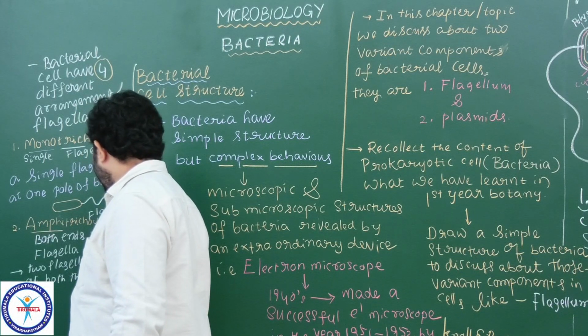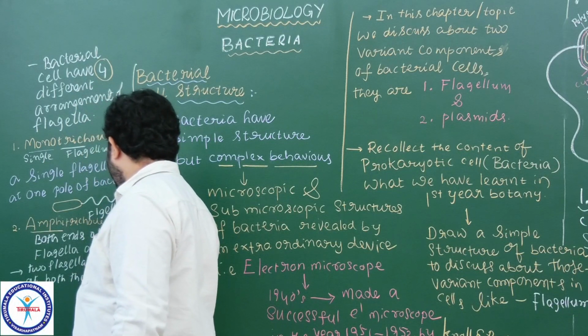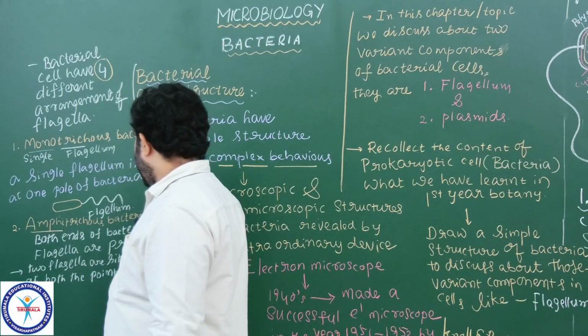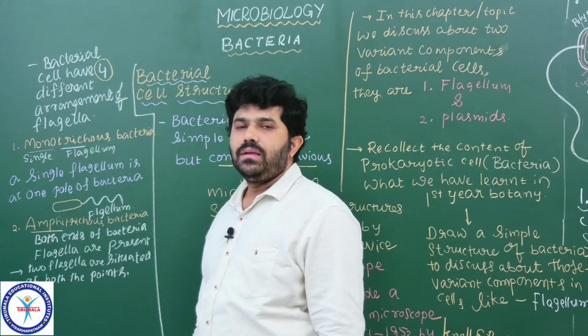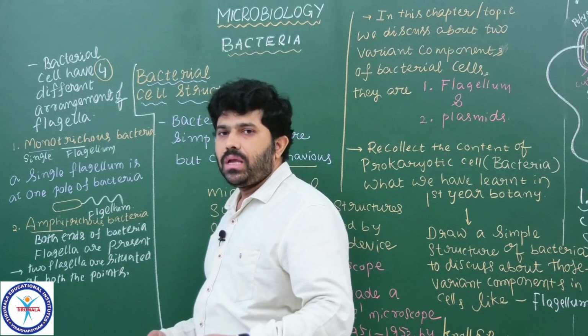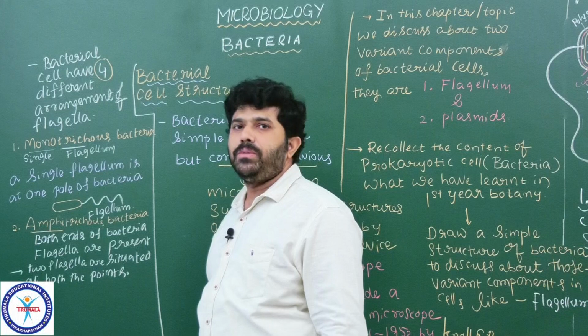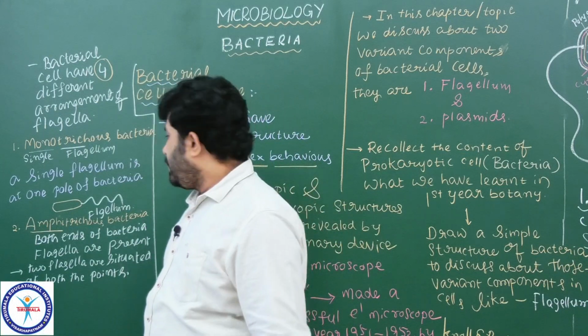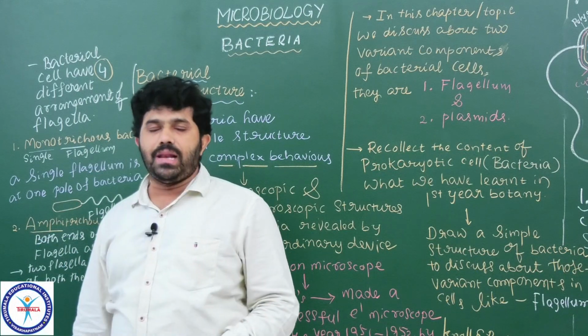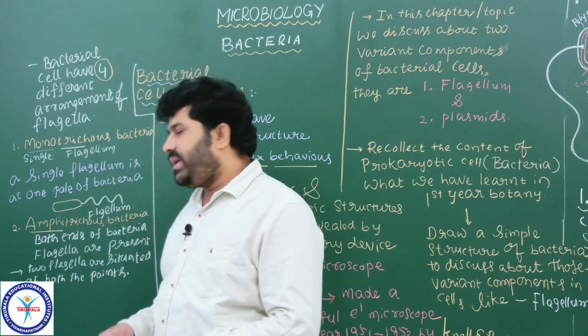At each point we have only one flagellum. So like the two points are two different poles. One flagellum is going to be situated completely on one end of the bacteria. We have two flagella. That type of arrangement of flagella on bacteria is called amphitrichous bacteria.